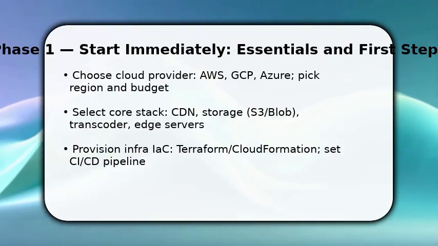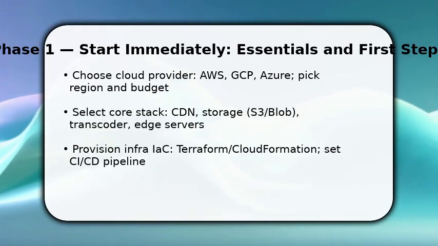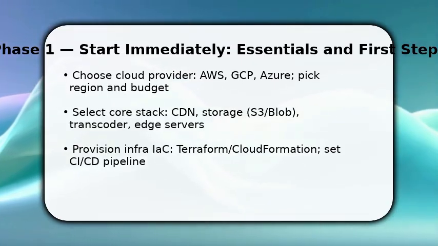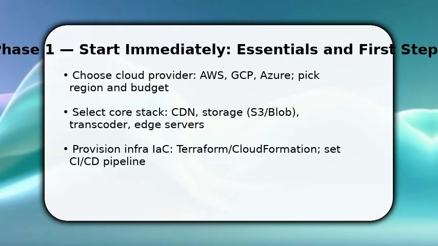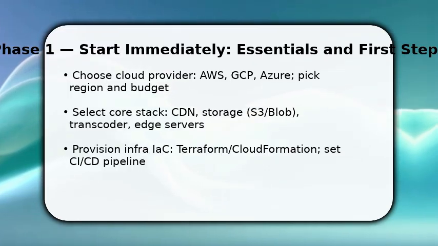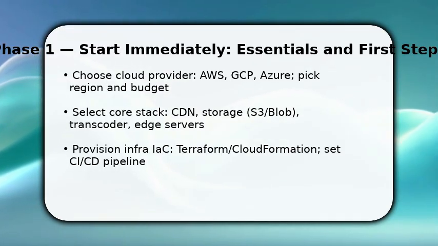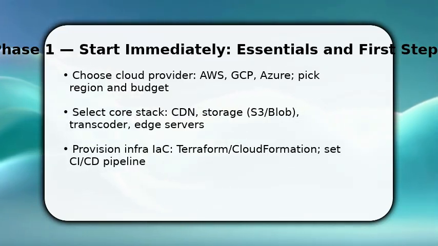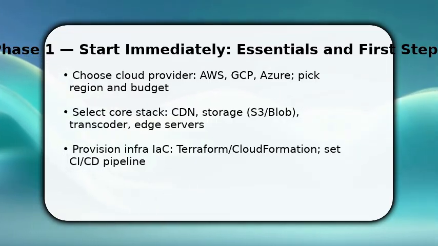You start by locking essentials, a cloud account, DNS, and a billing plan, then provision storage and a CDN. Once done, deploy a simple origin server with object storage and configure a basic transcoder profile so HLS and Dash work. Make sure to set IAM roles and a staging environment. Use Terraform or CloudFormation to codify infra.